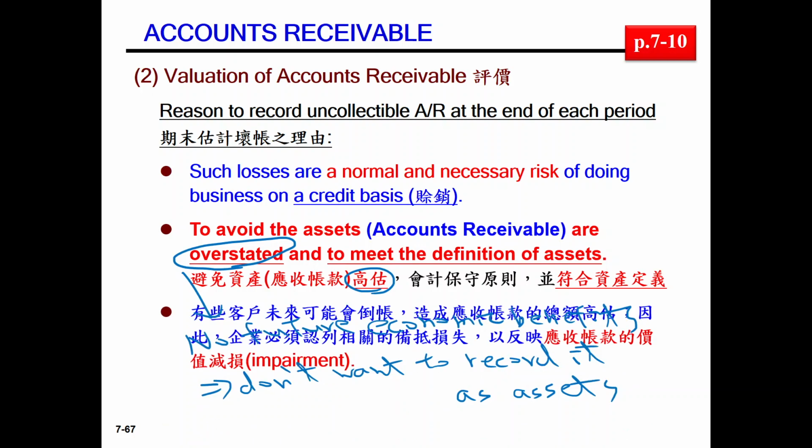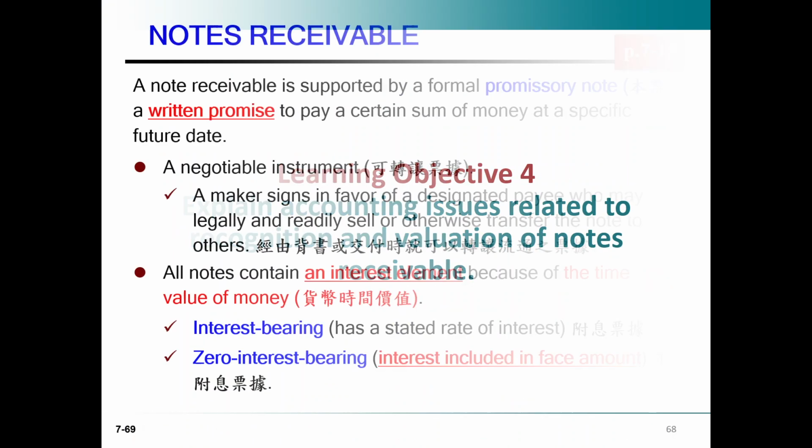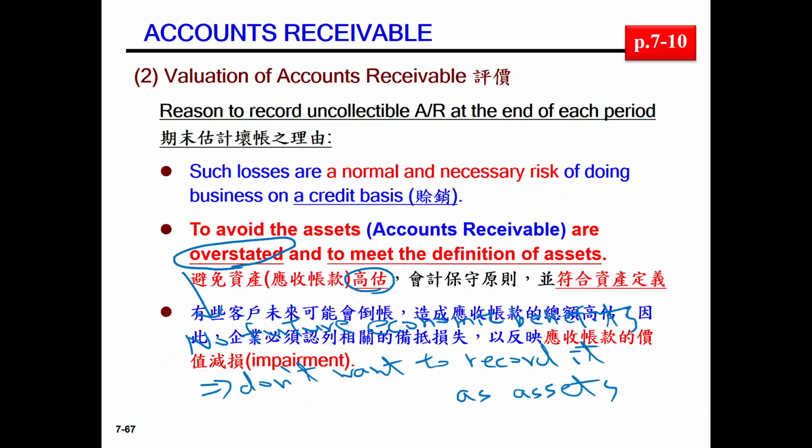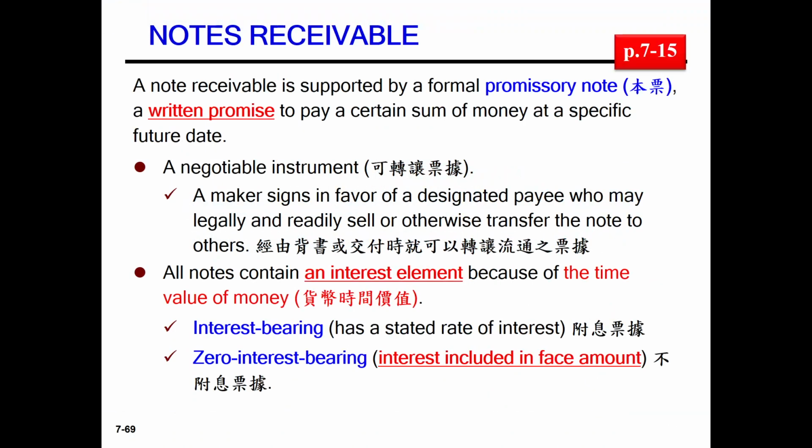Okay, so how to do that? Please go back to your first year. So how to record bad debt expense? We won't mention that again. Then, having finished accounts receivable, how about notes receivable? Totally the same. For notes receivable, the difference is the written promise, right?